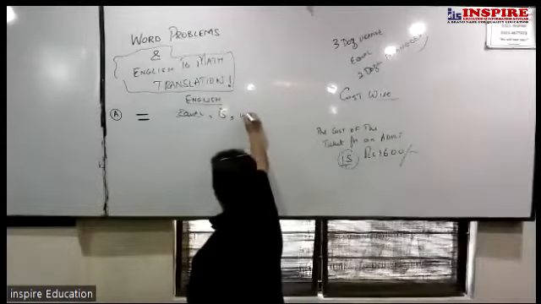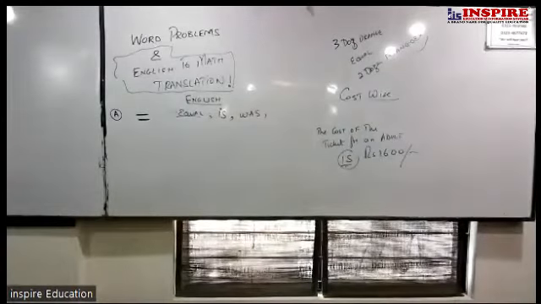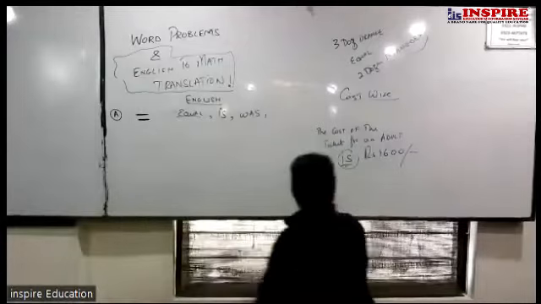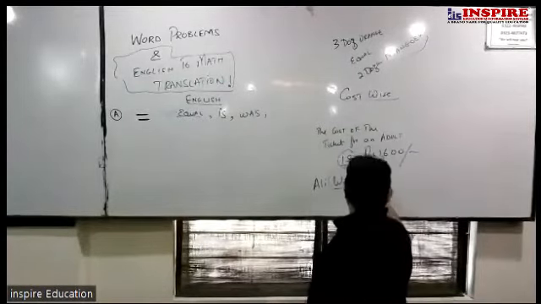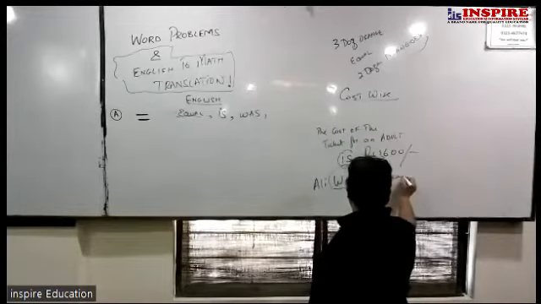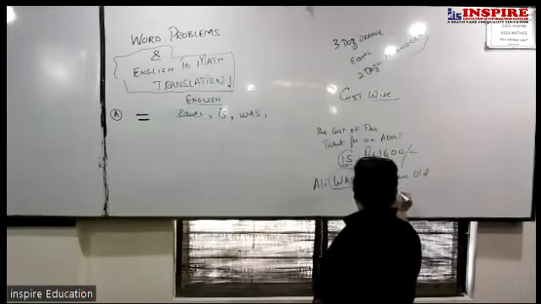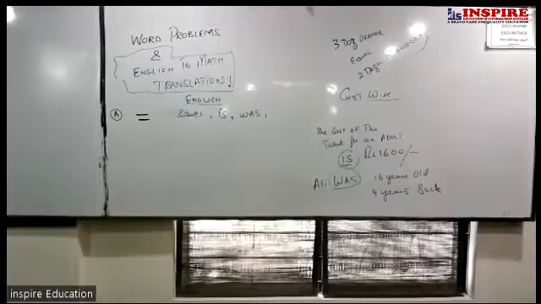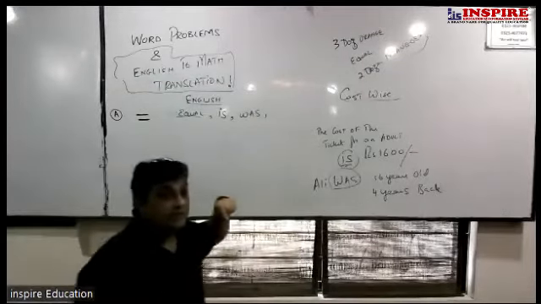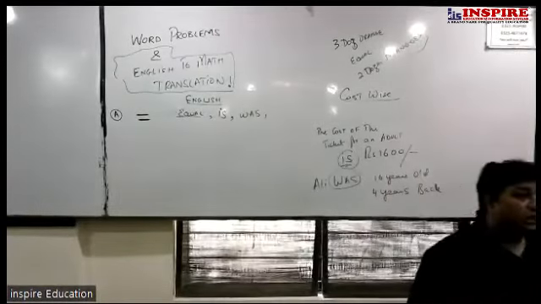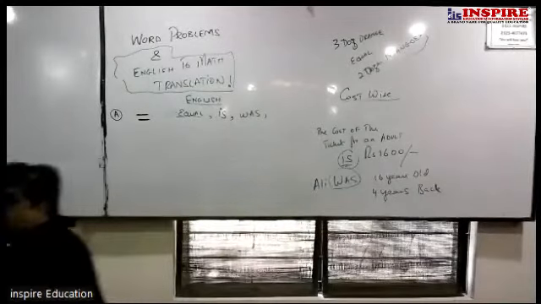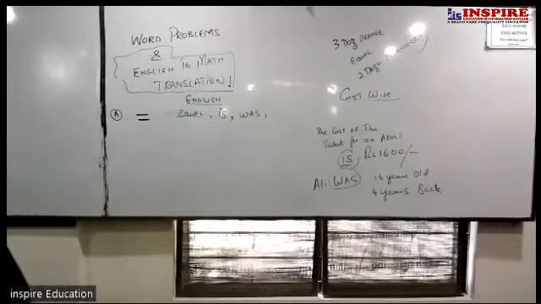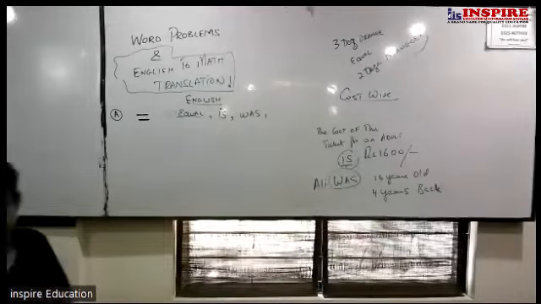Put your pen down. Was. Ali was 16 years old, 4 years back. So logically speaking, Ali right now is? Very good. If I don't see you writing these things down, you're in trouble. Why? Because these examples are not going to come from anywhere.